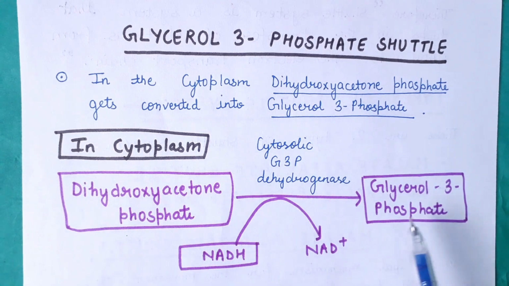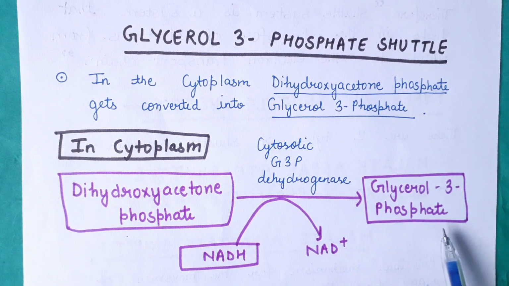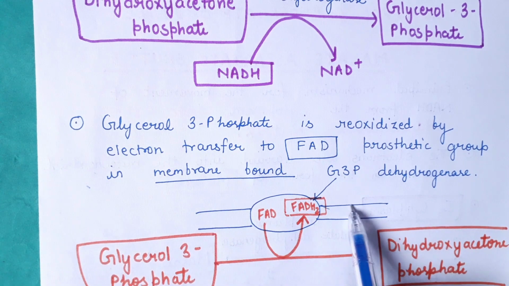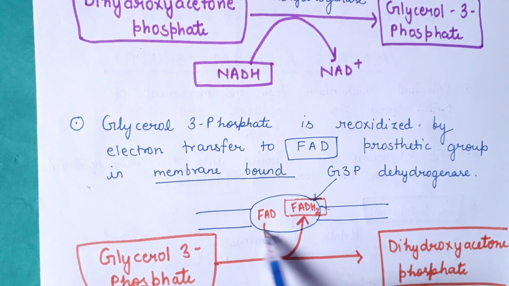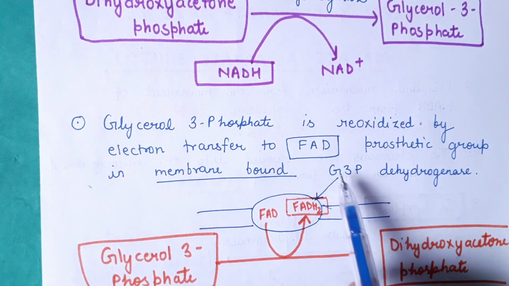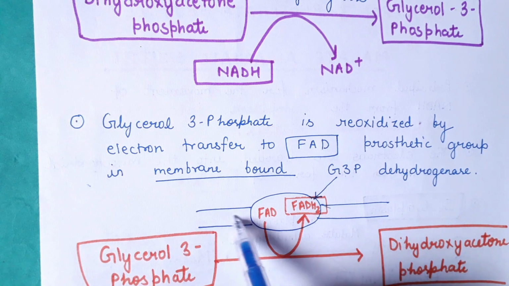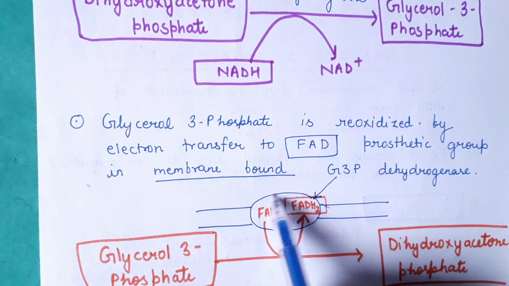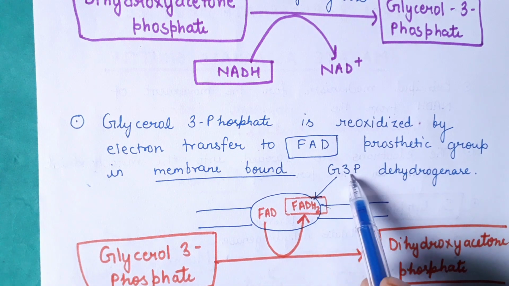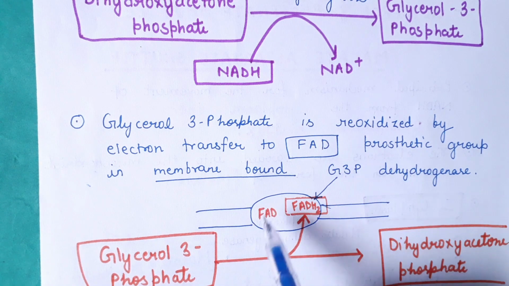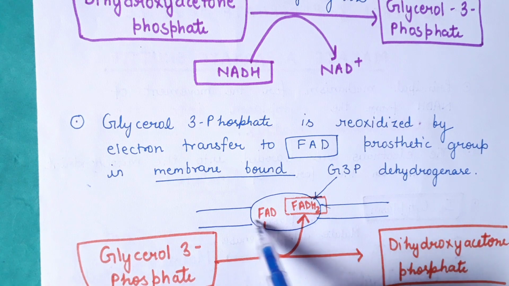Now this glycerol 3-phosphate is reoxidized in the mitochondria. So this is your mitochondrial membrane, and this is a membrane bound glycerol 3-phosphate dehydrogenase in the mitochondrial membrane. This is your membrane bound glycerol 3-phosphate dehydrogenase that has an FAD built into it.